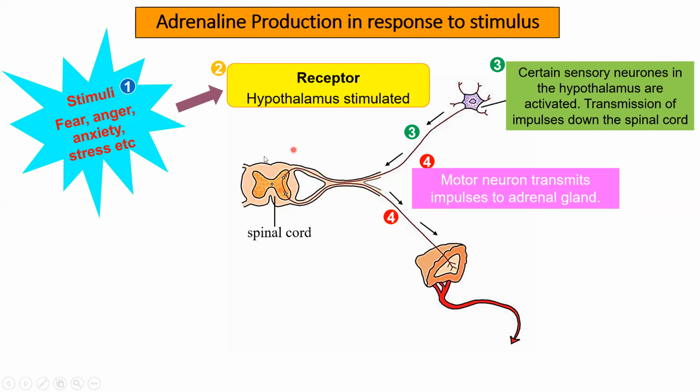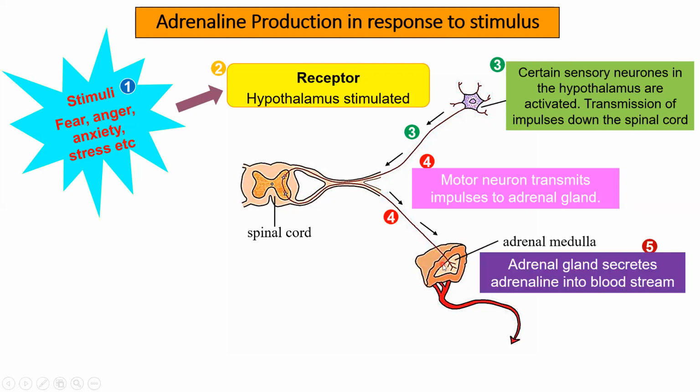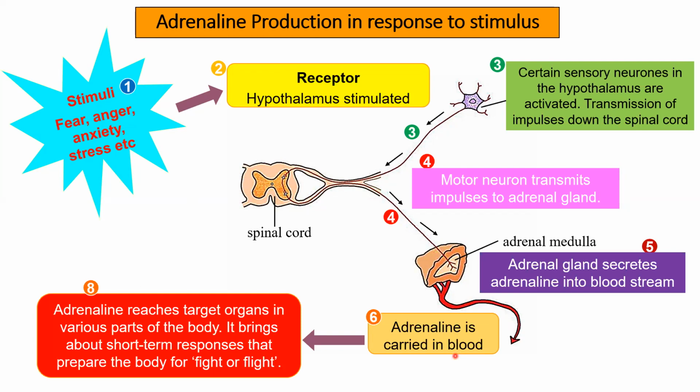And from the spinal cord, the motor neurons transmit the impulses towards the adrenal gland, particularly the adrenal medulla. The adrenal gland is located just above the kidneys. The adrenal medulla secretes adrenaline, and that is transported through the blood. That's why adrenaline is an endocrine hormone, because its secretions are released into the blood, and through the blood they are sent towards the different target organs, where a variety of responses are produced depending upon the type of the target organ.